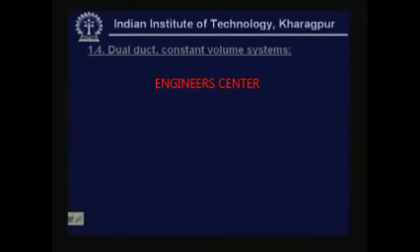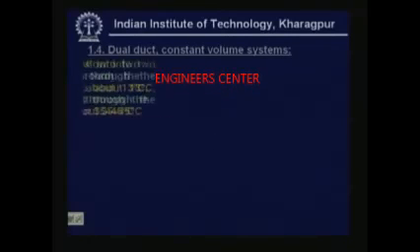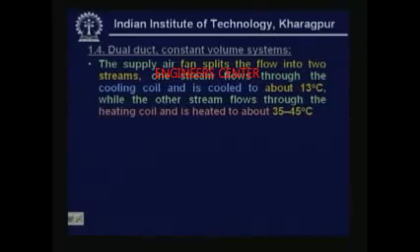Next, let us look at dual duct constant volume systems. So far we have been discussing single duct systems, now let us look at the dual duct system. In the dual duct system, the supply air fan splits the flow into two streams. That is why you call it dual duct. Both streams flow through two different ducts. One stream flows through the cooling coil and is cooled to about 13 degrees centigrade, while the other stream flows through the heating coil and is heated to about 35 to 45 degrees centigrade.